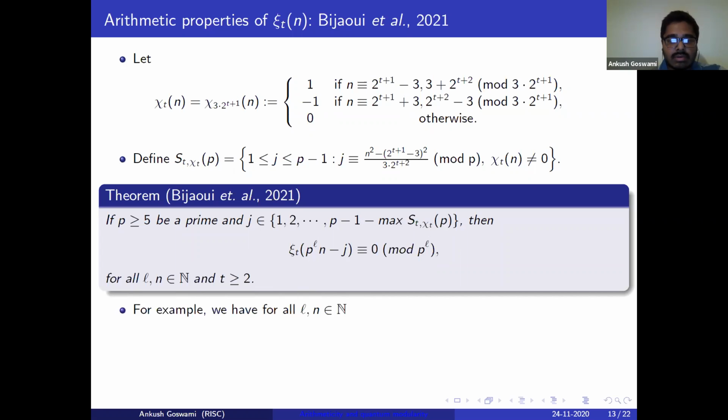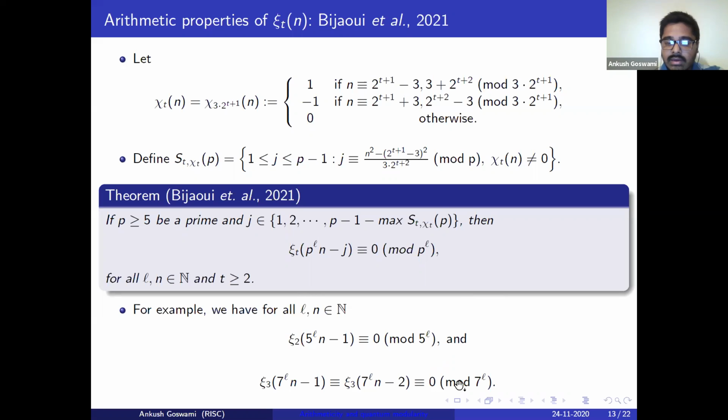Okay, so for example, if you choose t equals 2 and p equals 5, then you get this congruence for xi of 2 mod 5 to the power of l. Similarly, if you choose t equals 3 and p equals 7, you get these congruences mod 7 to the power l for xi of 3. Okay, and so on.